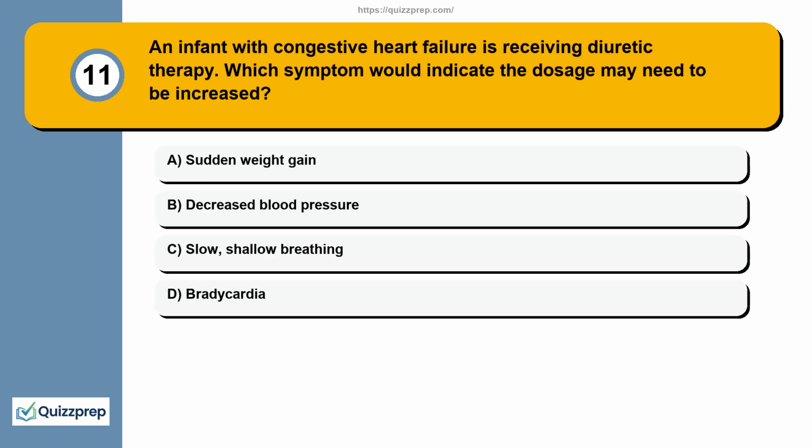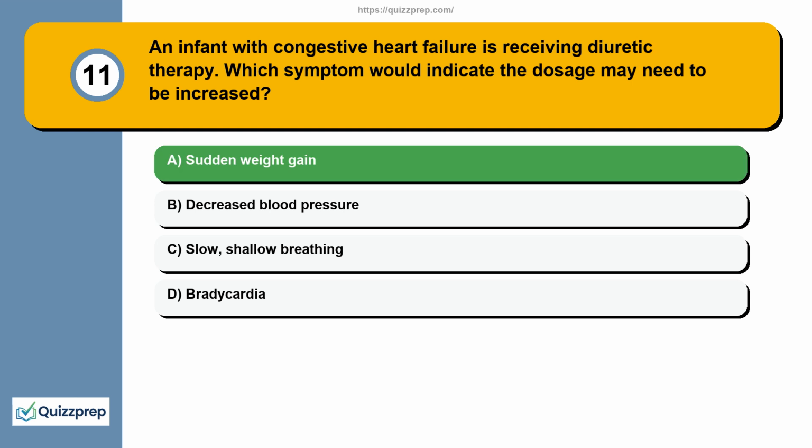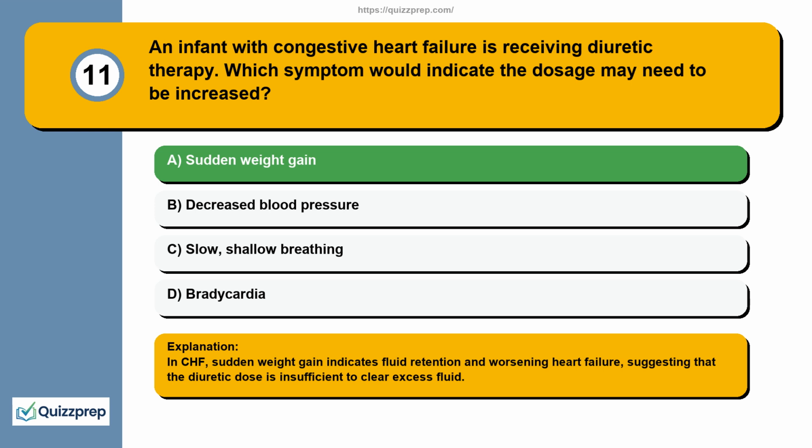Question 11. An infant with congestive heart failure is receiving diuretic therapy. Which symptom would indicate the dosage may need to be increased? Sudden weight gain, decreased blood pressure, slow, shallow breathing, bradycardia. In CHF, sudden weight gain indicates fluid retention and worsening heart failure, suggesting that the diuretic dose is insufficient to clear excess fluid.